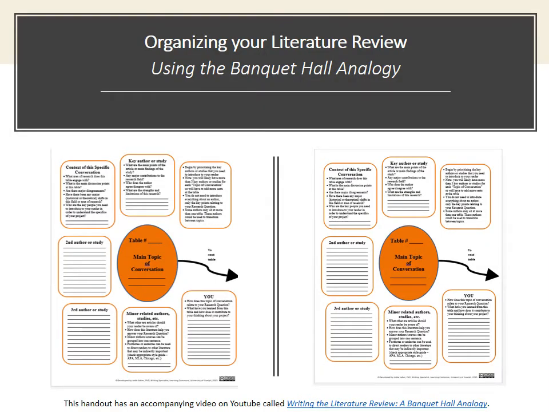Another useful strategy for outlining a writing project, in this case a literature review, is the banquet hall analogy. A literature review compares and evaluates literature, grouping similar studies together in an integrated discussion. Imagine walking your guest, your reader, through a room, stopping at each table and explaining each conversation to them.